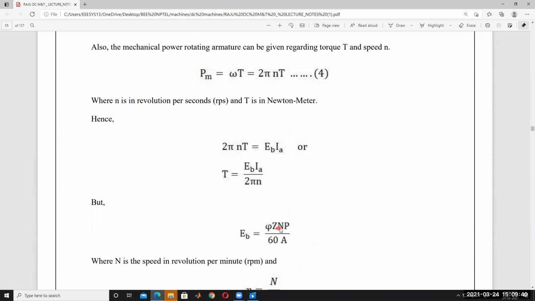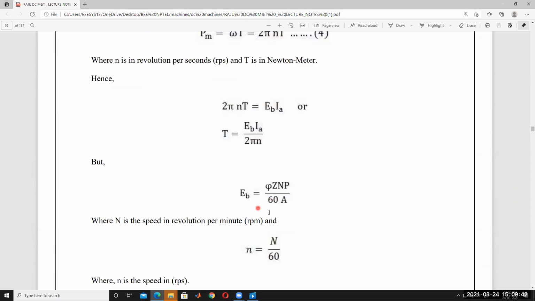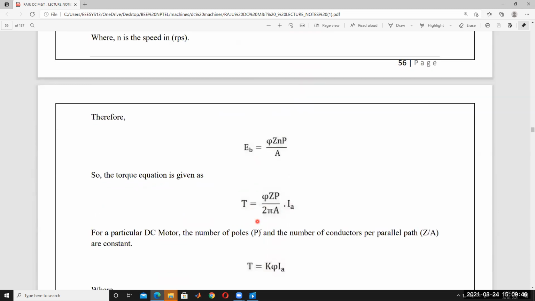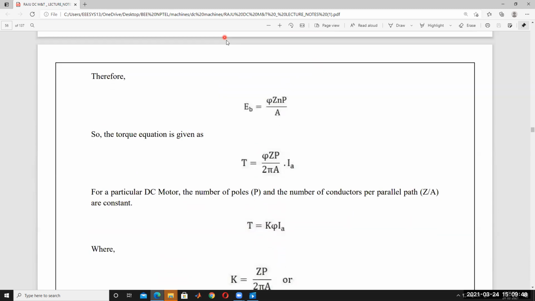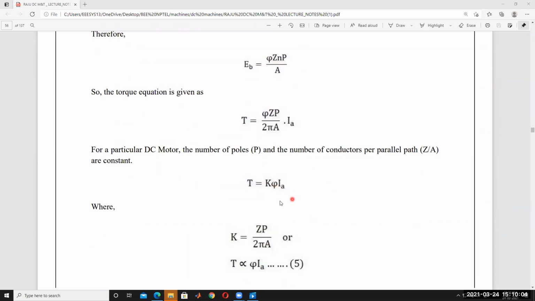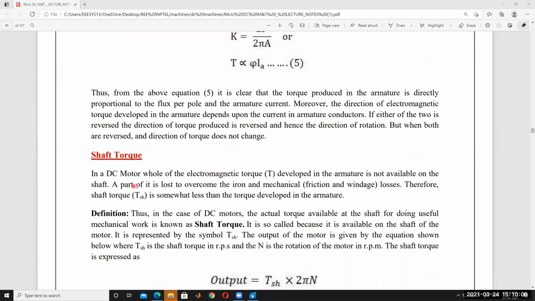Eb is equal to phi into Z into N into P divided by 60 A. Here N is equal to N by 60. By substituting all these values, you will get the torque equation. So like this, torque is equal to K into phi into Ia. The torque is proportional to the flux and the armature current. Understood? Torque is proportional to the flux and armature current.